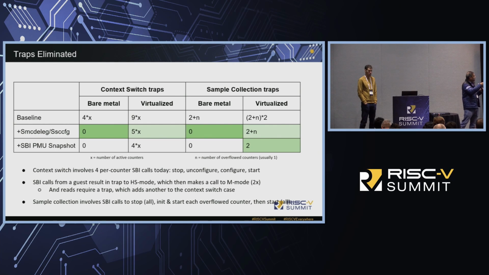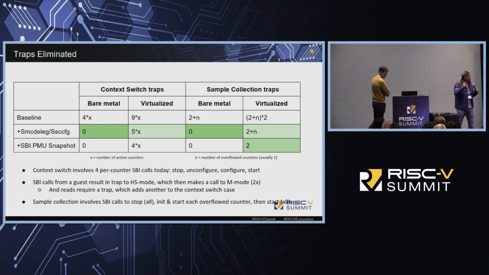Now, going further, for the sample collection scenario, where you are doing a perf record and trying to collect samples for a set of events, the number of traps is additional to the context switch that's happening. This is the number of traps you incur only when the counter overflows and the overflow interrupt handler runs. There you end up with 2 plus n traps, where n is the number of counters overflown, because in the overflow handler, first you have to stop all the counters, then you have to read the counters, which is additional traps that we talked about and can be optimized.